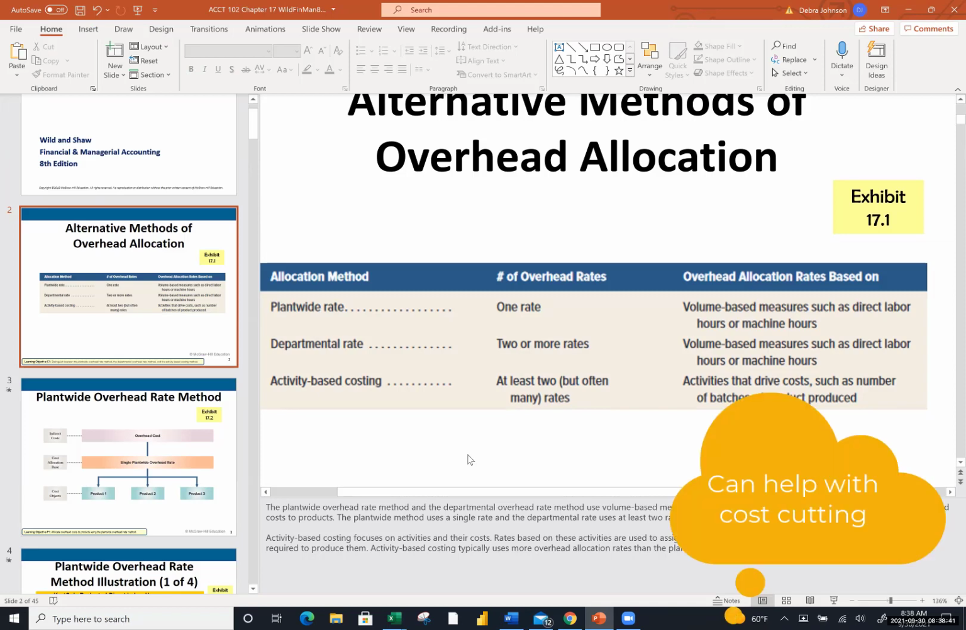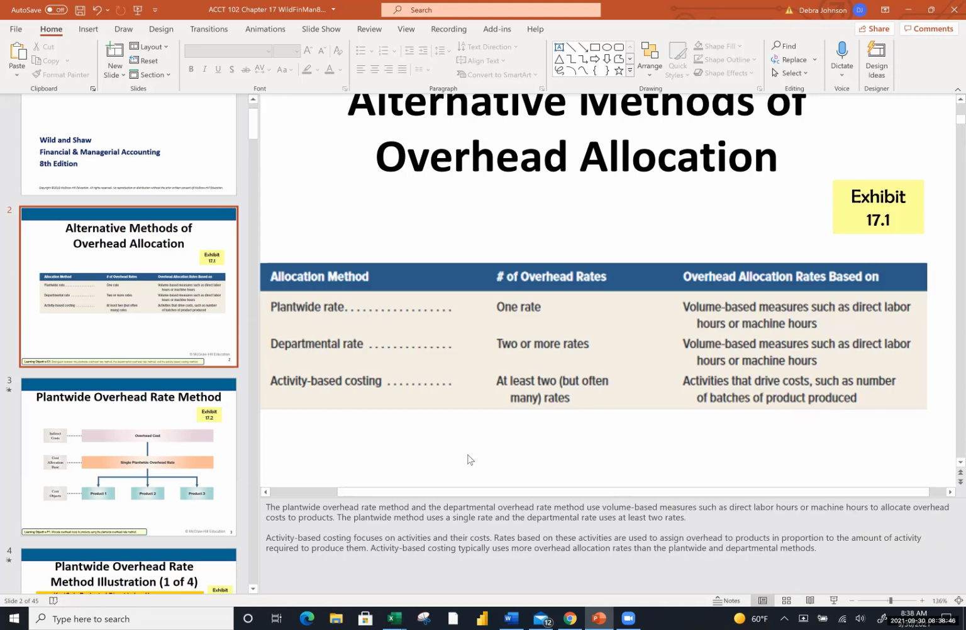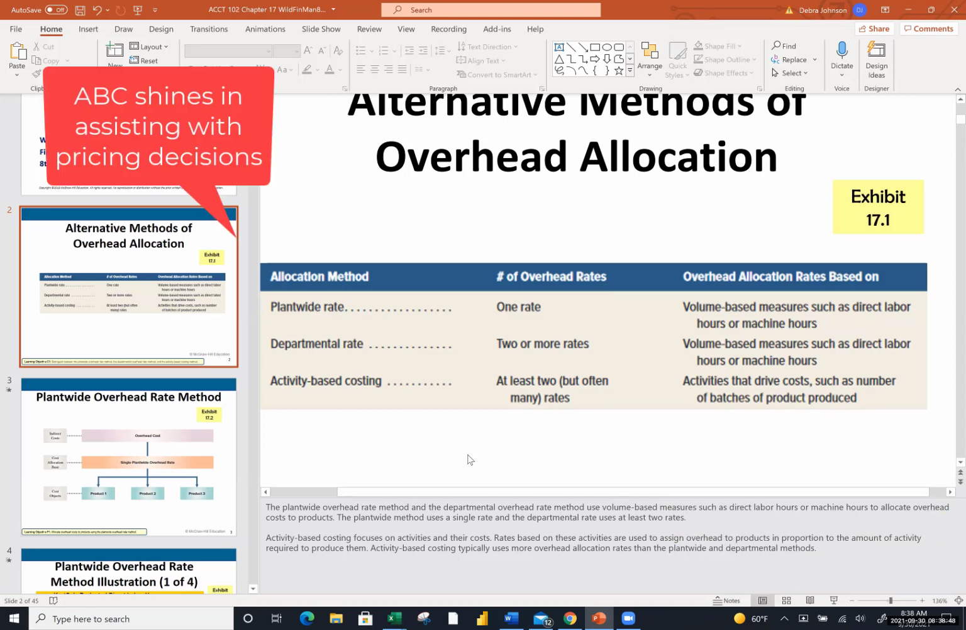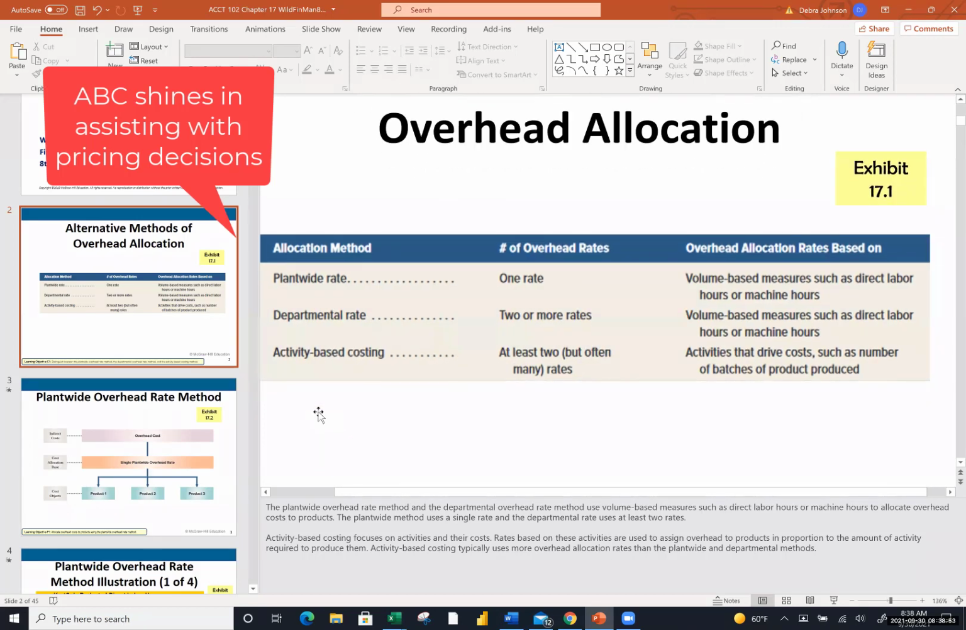Last time I talked a little bit about pricing decisions. If it's a cost-plus basis, there has to be a way to find out a more accurate cost, and that's where activity-based costing shines.